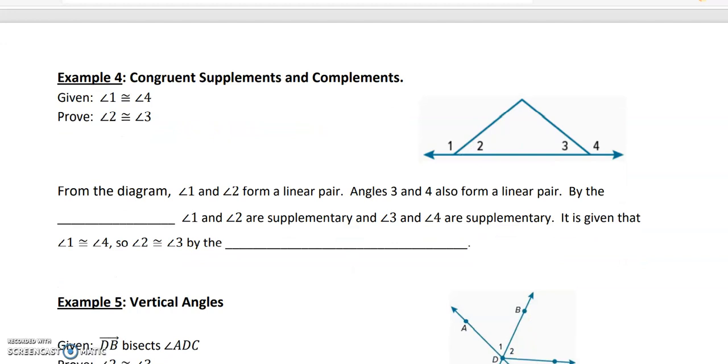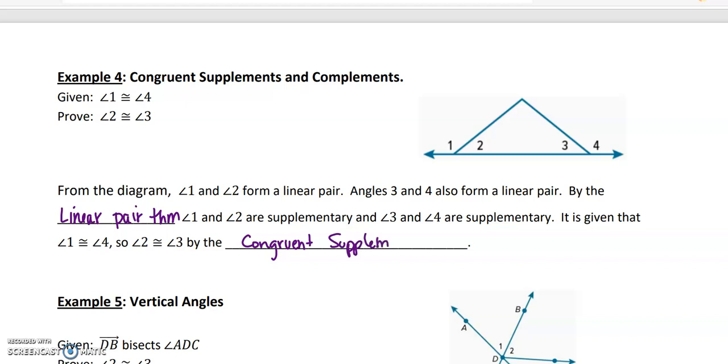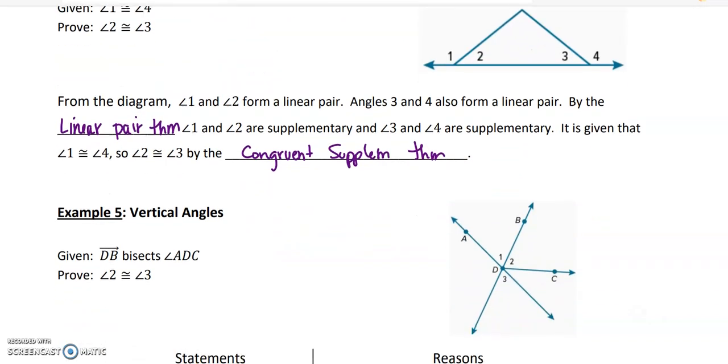Looking at this example here, we have that 1 and 2 form a linear pair. Angles 3 and 4 also form a linear pair by the linear pair theorem or definition of linear pair. Angles 1 and 2 are supplementary, and 3 and 4 are supplementary. With that given, then 1 and 4 are congruent. So 2 and 3 by the congruent supplements theorem. Again, if they are supplementary to the same angle, which they are, then they are congruent.